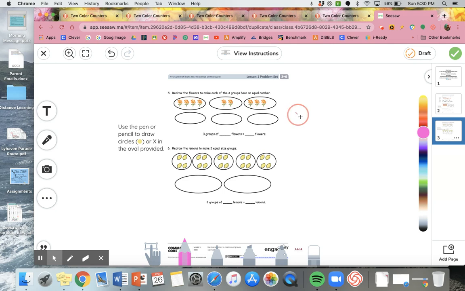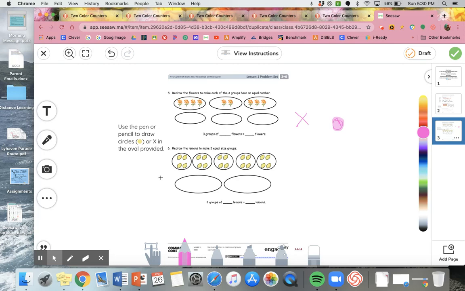So remember, you want to draw an X. Oopsies. Let me get rid of that. Or you can draw a little circle like that, like over here in the directions. You can color it in if you want. You don't have to. So if you're going to color it in, I suggest you use this tool. So then you need to draw your equal groups. 3 groups of blank flowers equals blank flowers. So you need to write how many ended up in each group and how many total flowers there are in the end.